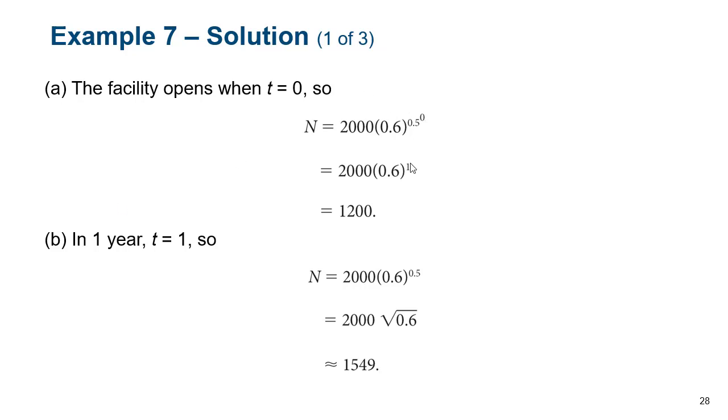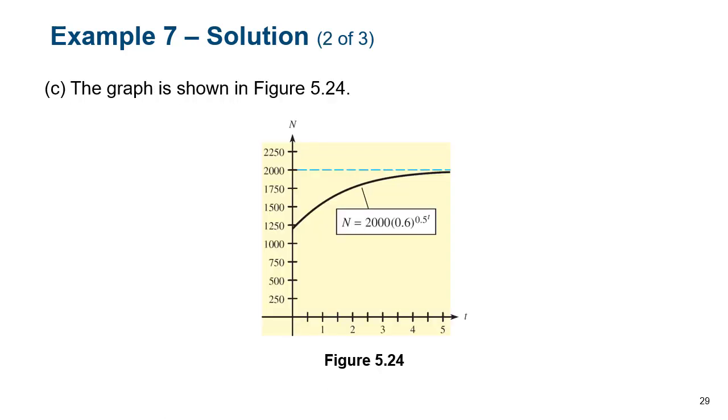Plug in 0 and the exponent becomes a 1. We take 60% of that. They started with 1,200 employees. In 1 year, t equals 1. So we plug a 1 in there, 0.5 to the 1, right? Which is just a square root. Take the square root of that and multiply, and we get roughly 1,549. So after 1 year, we went from 1,200 to 1,549.